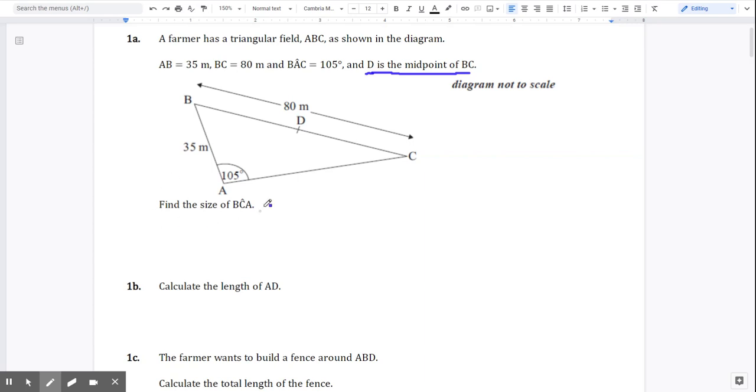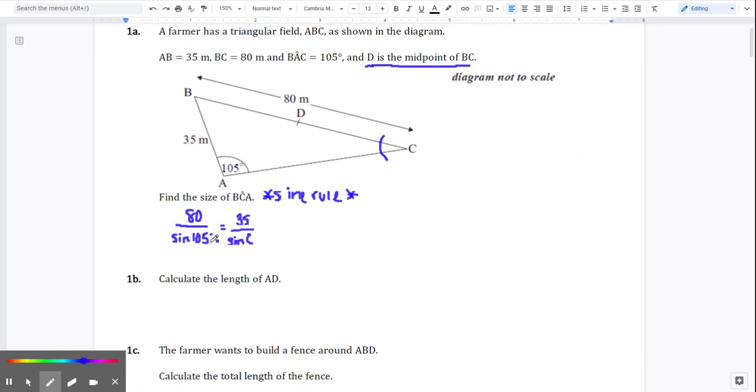So even before I start looking at my actual question, I can remember that that means BD is 40 as well as DC is 40 in case I need that later. For part A, we're asked to find the size of angle BCA. So we're looking for angle C. Looking at the whole triangle ABC, I have angle A and side A, and I'm looking for angle C given side C. That means I'll use the sine rule for this one.